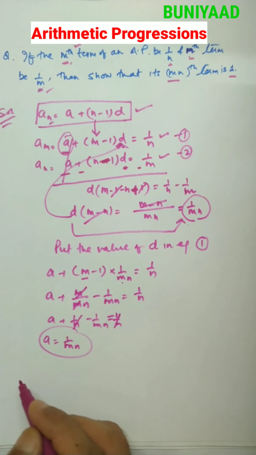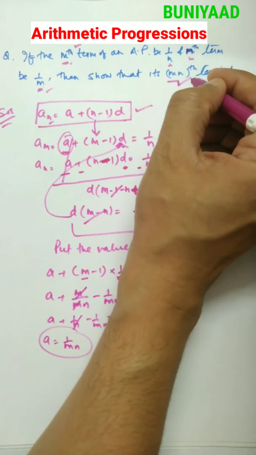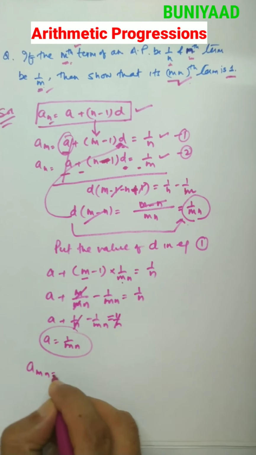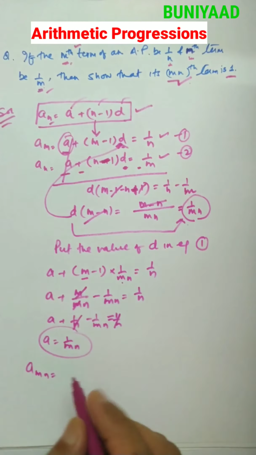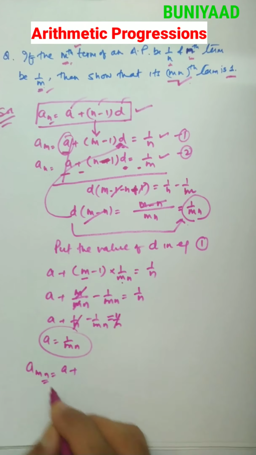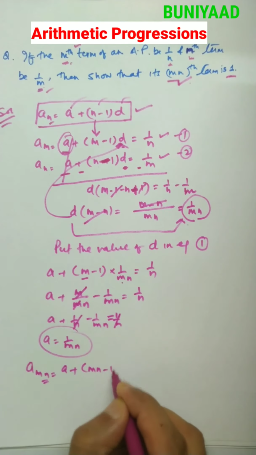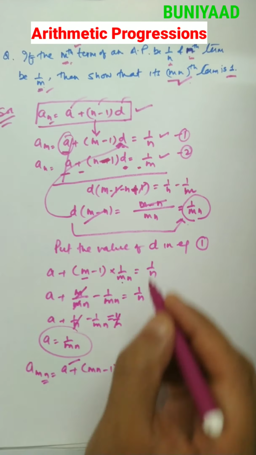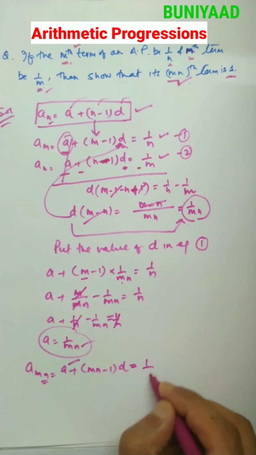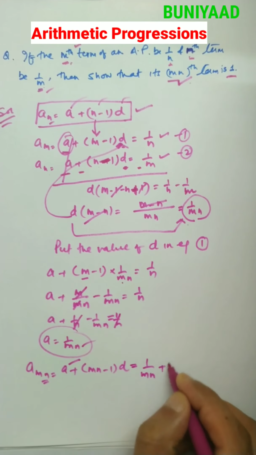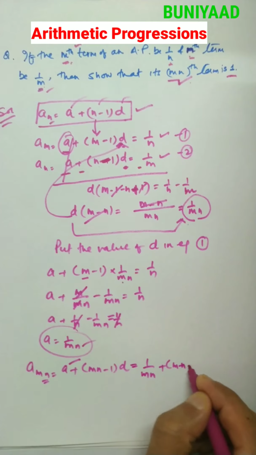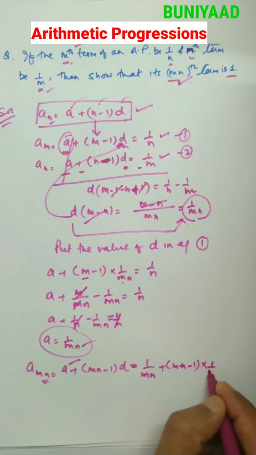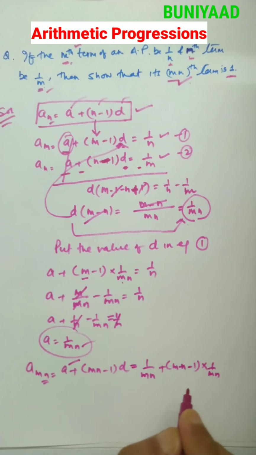Now what do you have to find out? You have to prove that the mnth term is 1. Now what is a mn? Again put the value here. a plus, what is n? n is mn minus 1 d, right? Now what is a? You have the value of a, that is 1 by mn plus mn minus 1 into d. What is the value of d? You have the value of d, that is 1 by mn.